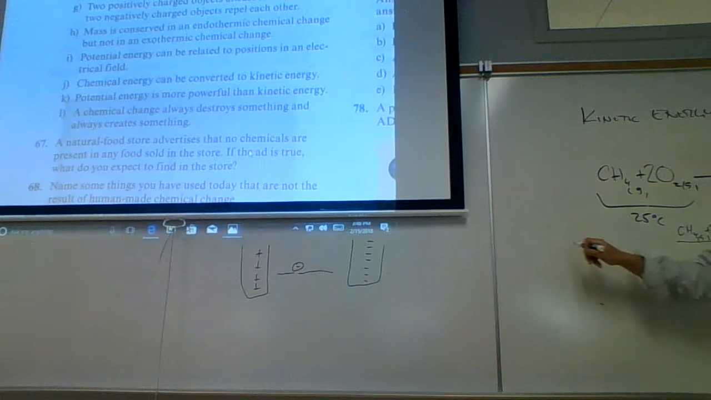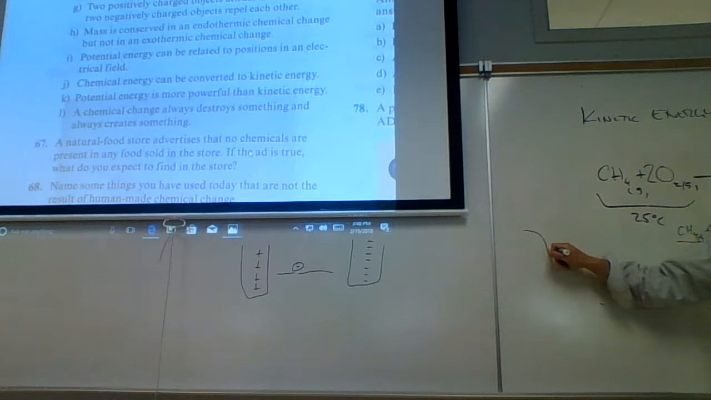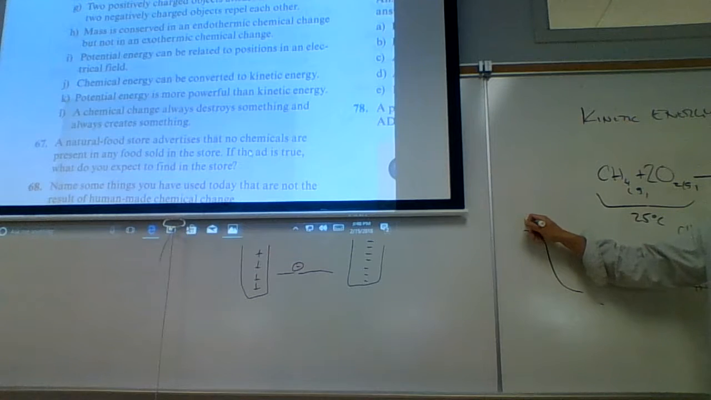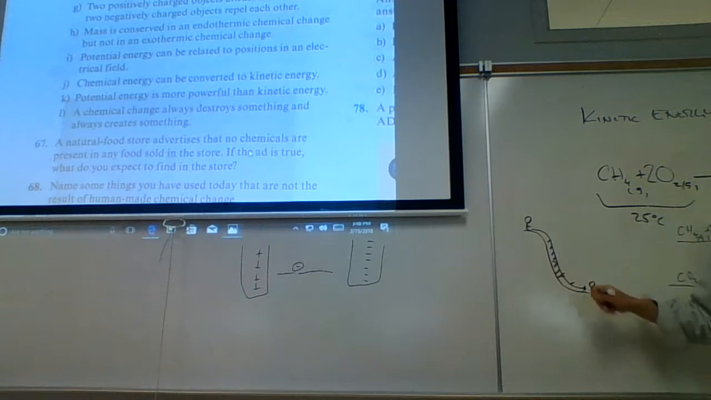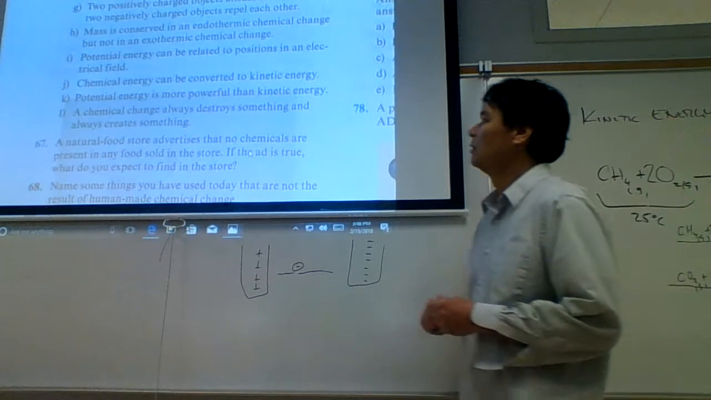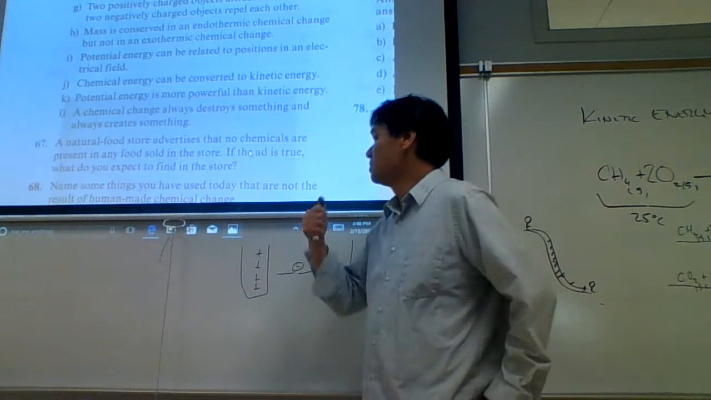What happens when you go down a slide? When you go down a slide, you're converting gravitational potential energy into kinetic energy. And then you stop. How do you stop? You stop by generating heat, through friction. You convert that potential energy into kinetic energy.